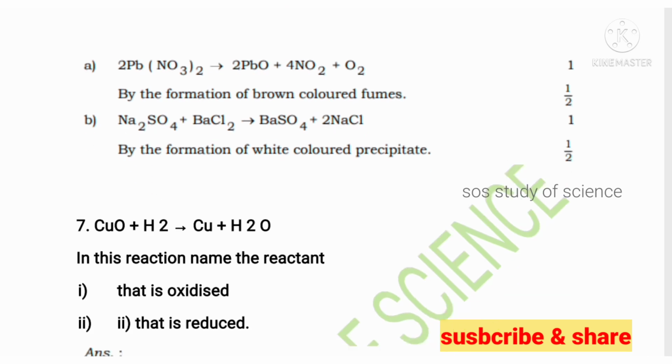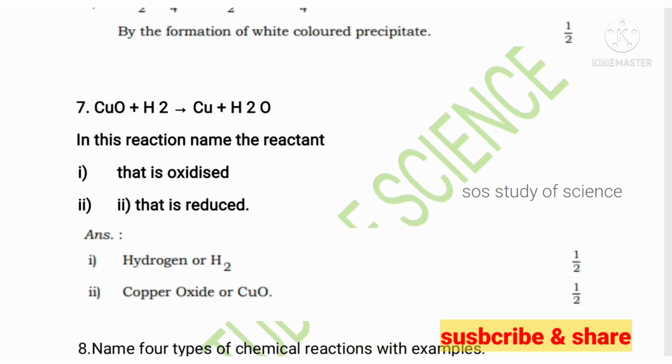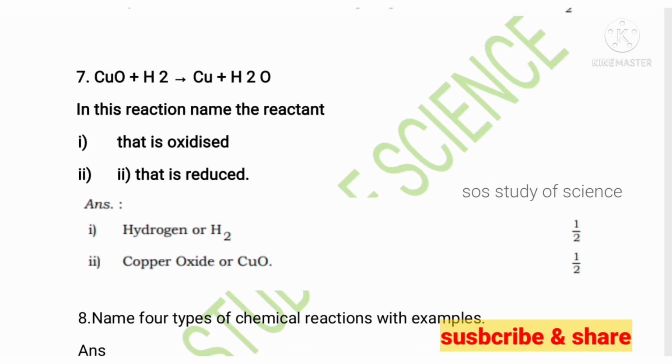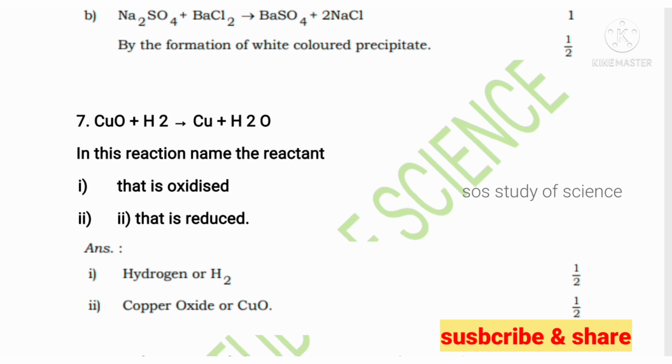Very important, dear students, you have to learn this. For 1 mark they can ask in the examination. Next question: copper oxide combines with hydrogen to form copper and water. You can expect this type of question definitely for 2 marks, because in most of the examinations they have asked about oxidation and reduction reactions, the substance which is getting oxidized, the substance which is getting reduced. So this type of question is very important, dear students. You can expect it for 2 marks.